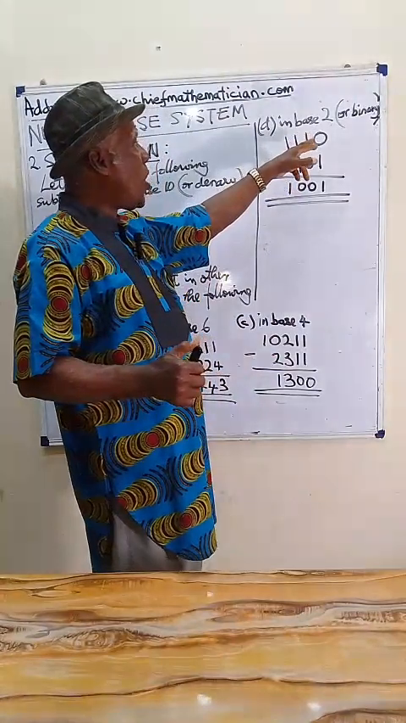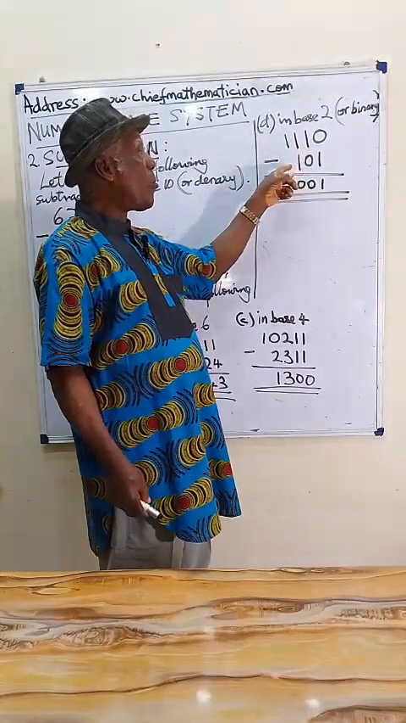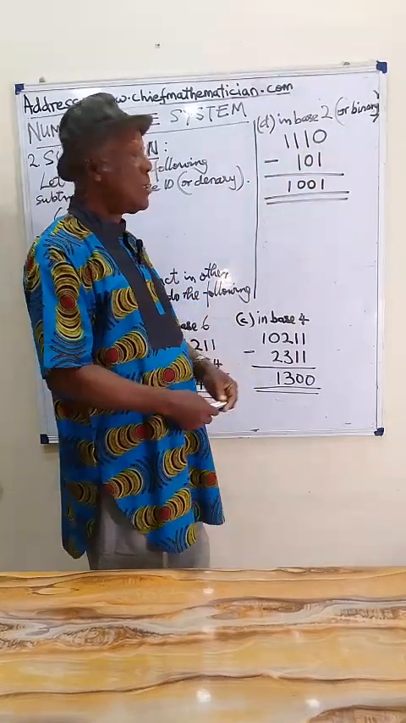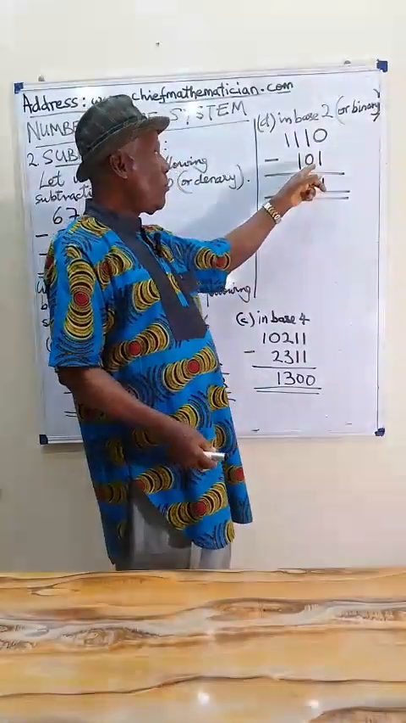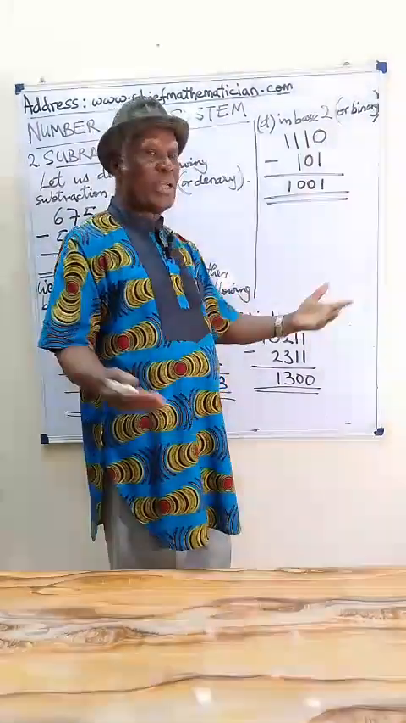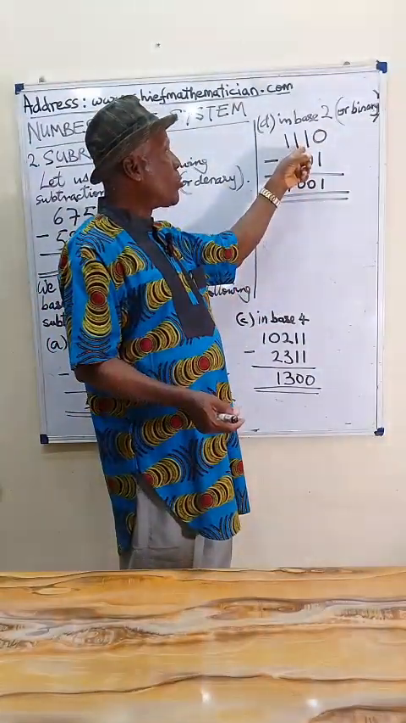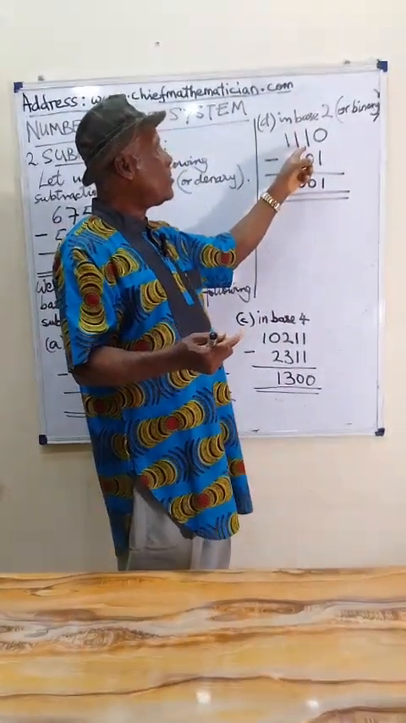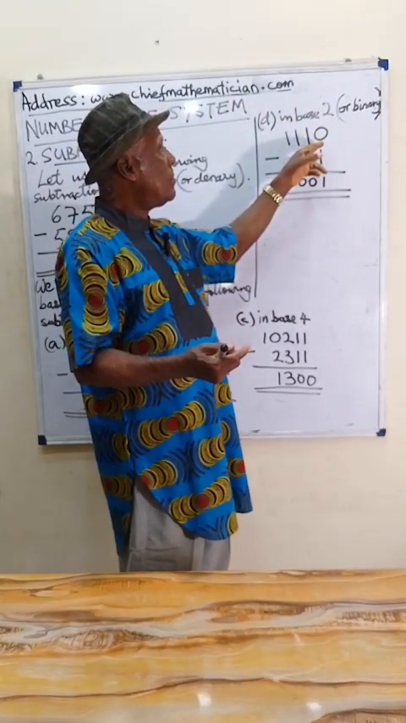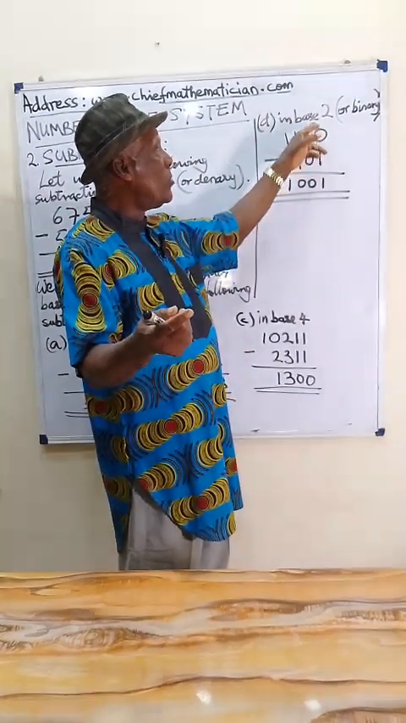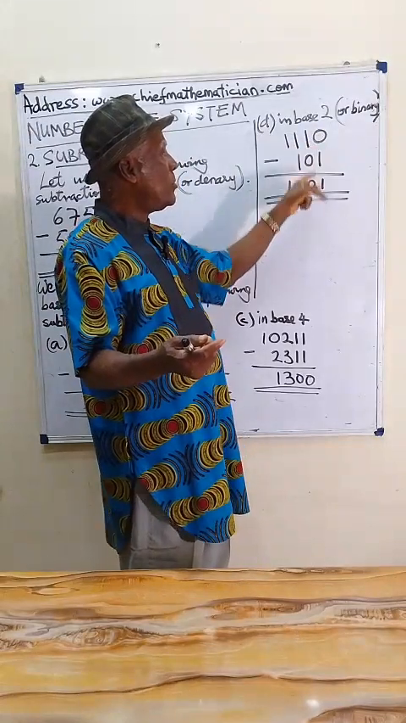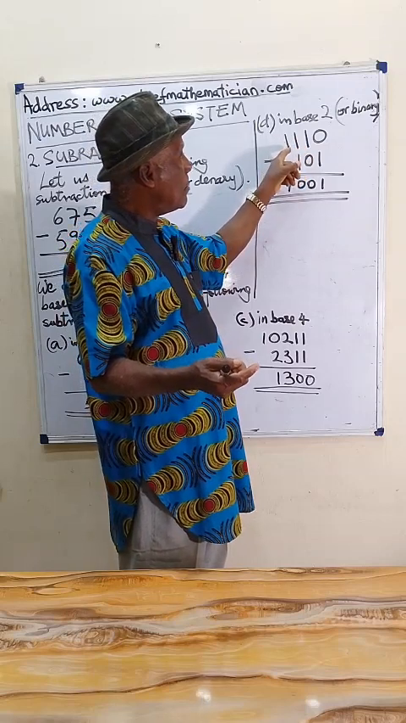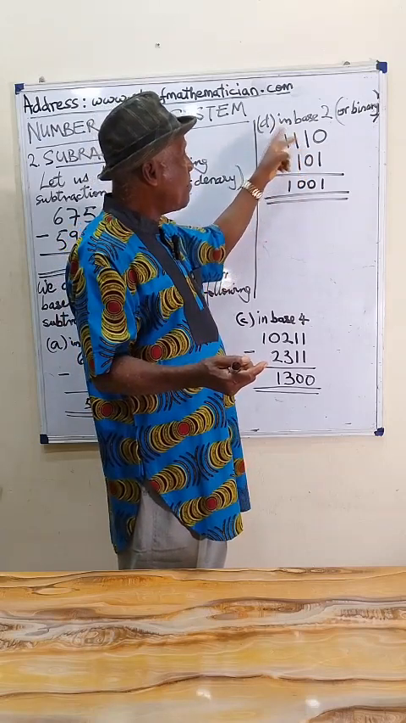Then in base 2 or binary, we are to subtract 101 from 1110. See how we do it. 1 from 0 is not possible. So you go back and borrow this 1, which represents 2. From the 2 down, you borrow 1, which again represents 2, and put it here. 1 from 2 gives you 1. 0 is here because you have already borrowed this 1.